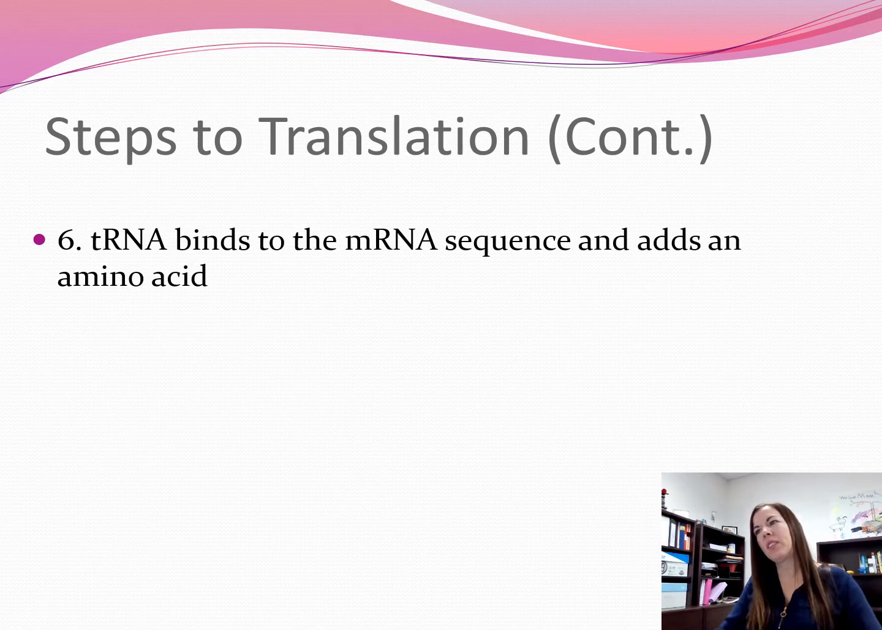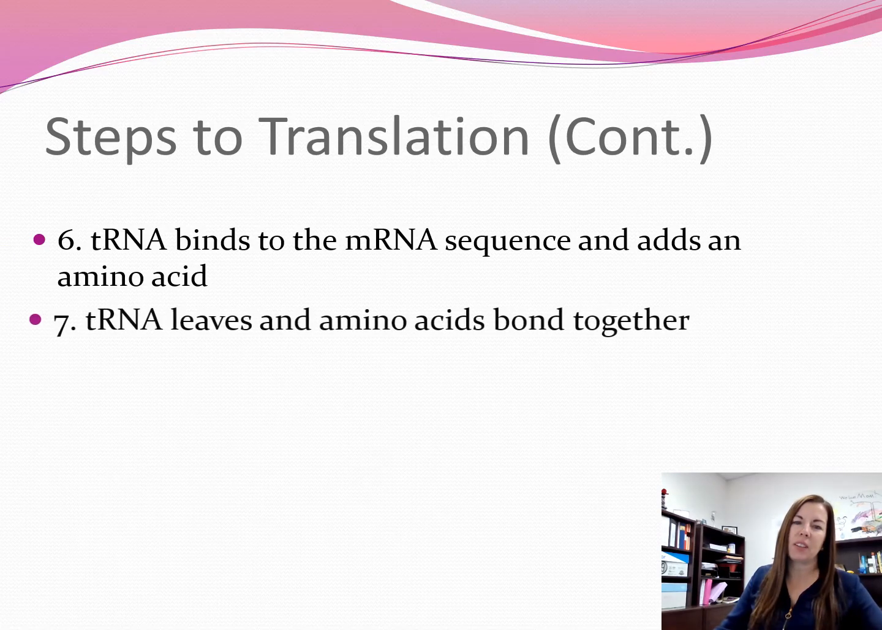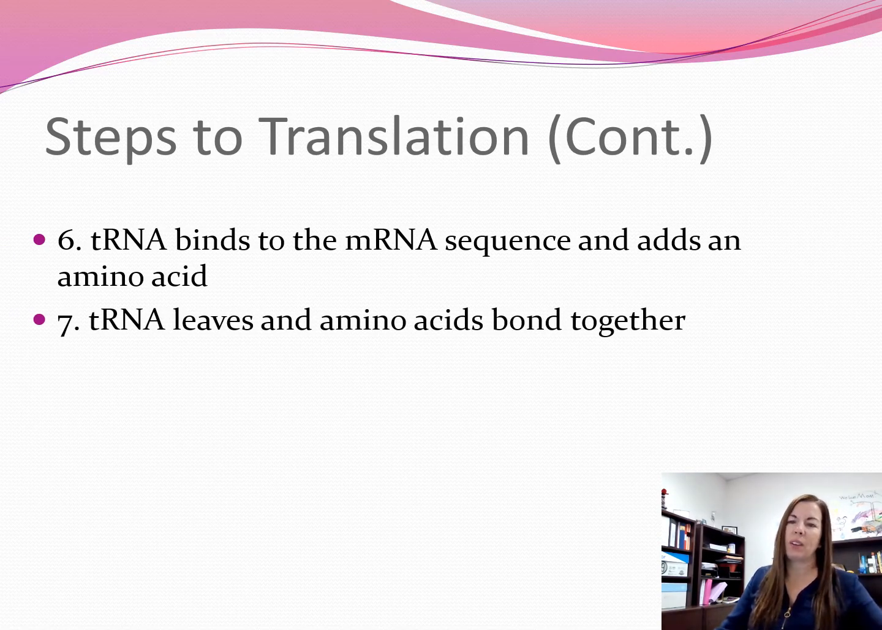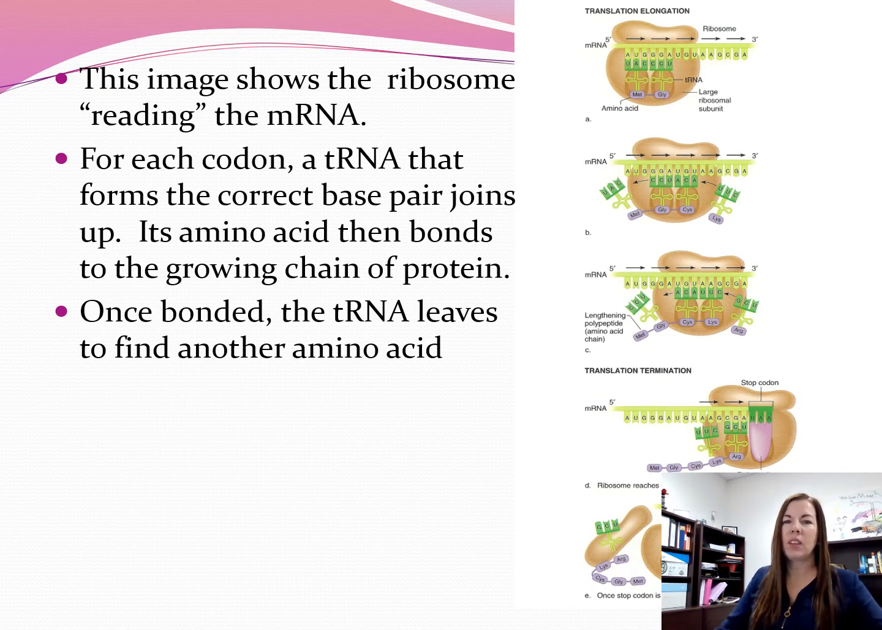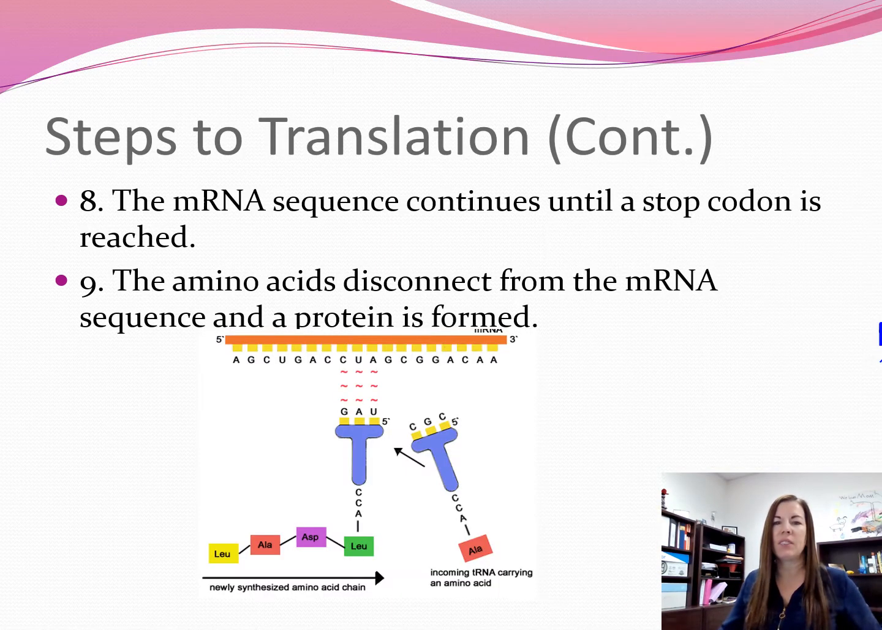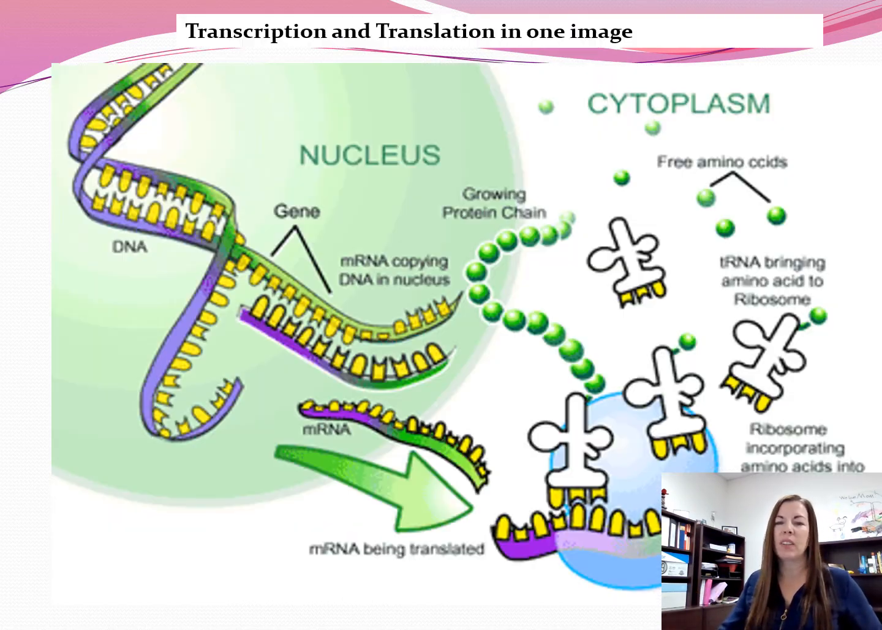So the tRNA binds to the mRNA sequence, adds the amino acid, tRNA leaves, and those amino acids bond together. Essentially, this image shows a ribosome reading the mRNA, and for each codon that it reads, it forms a correct base pair, and then the amino acid bonds, and once it's bonded, the tRNA leaves. And that actually continues until a stop codon is reached, and then the amino acids disconnect from the mRNA sequence and a protein is formed.